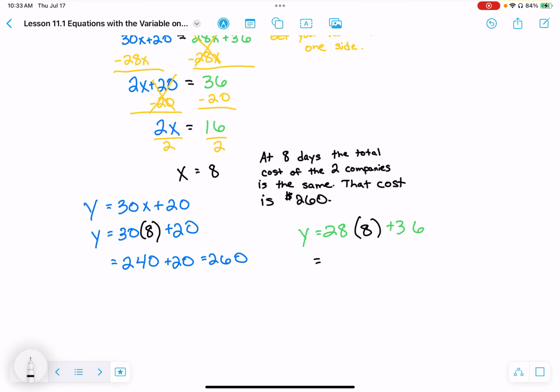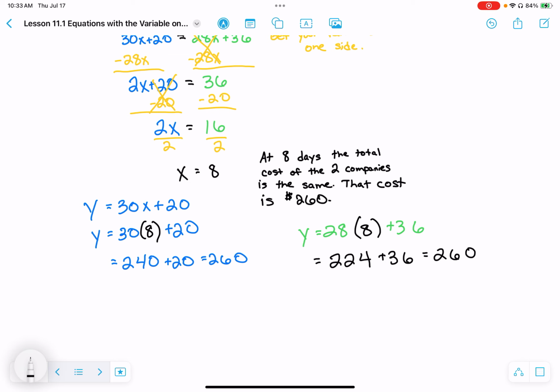So again, we would go to the calculator. 28 times 8 is going to be 224. And 224 plus 36, hey, what do you know? 260. It's the same because, of course, it is. We just proved the cost is the same after 8 days.